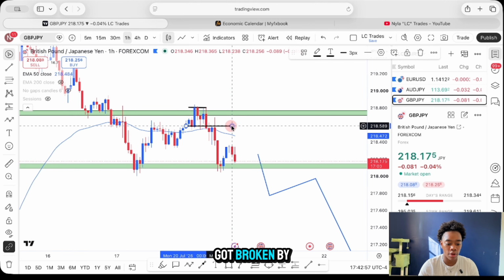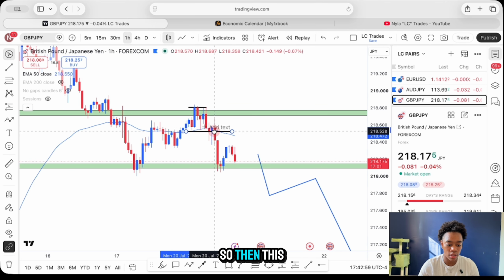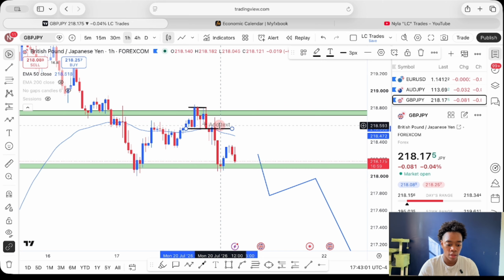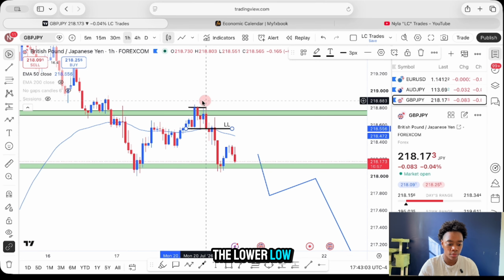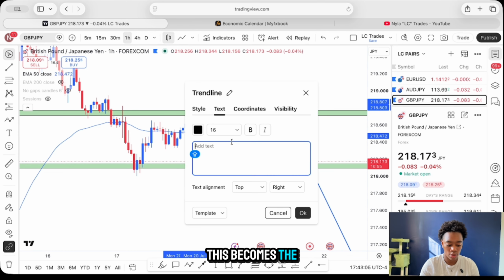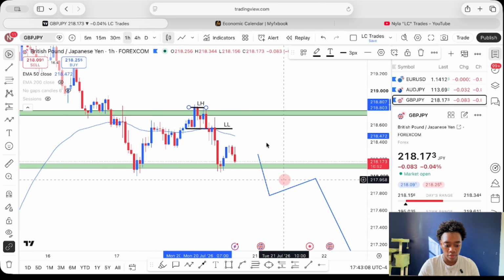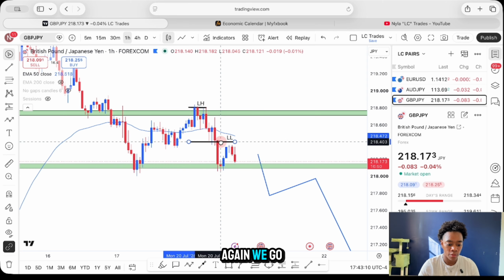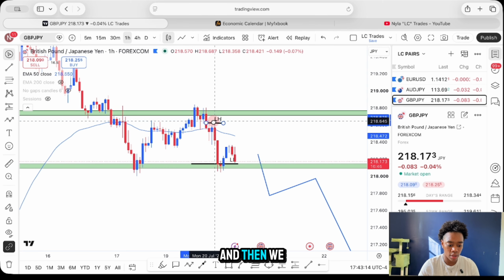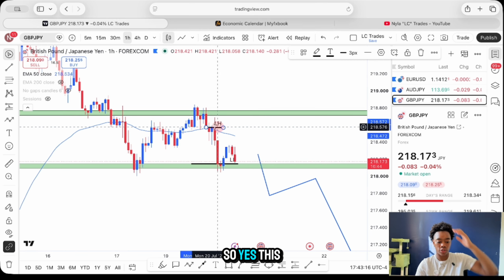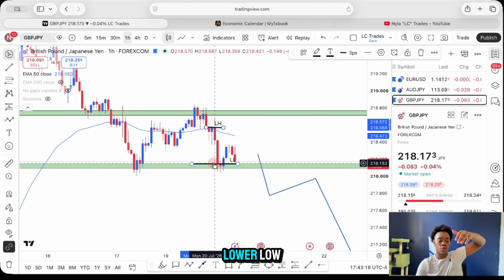This higher low got broken by this candle right here. So then this becomes the lower low. This becomes the lower high. It gets broken again. We go right here, and then we go right here. So yes, there's our new lower high. This is our new lower low.